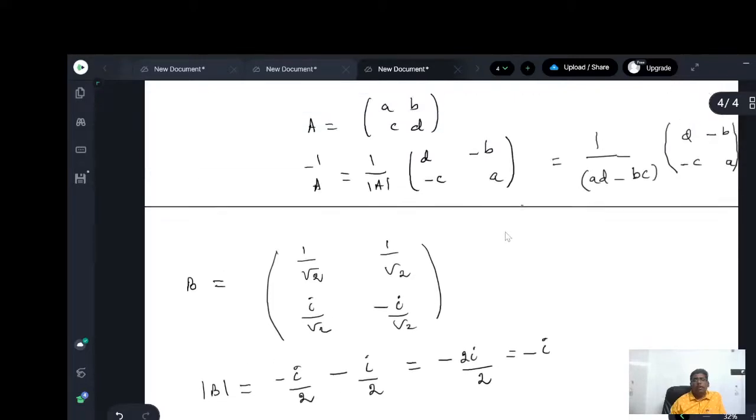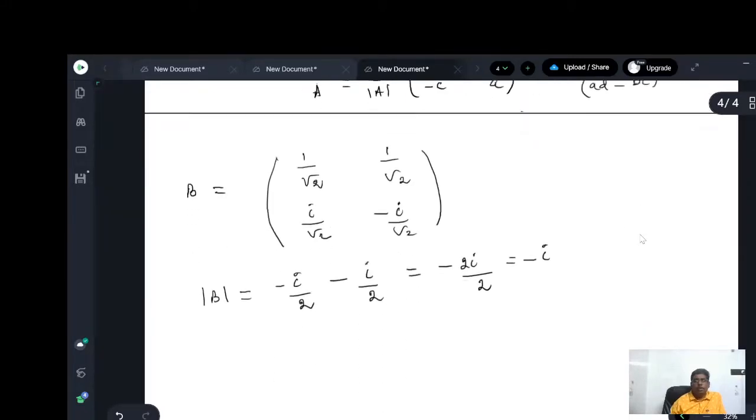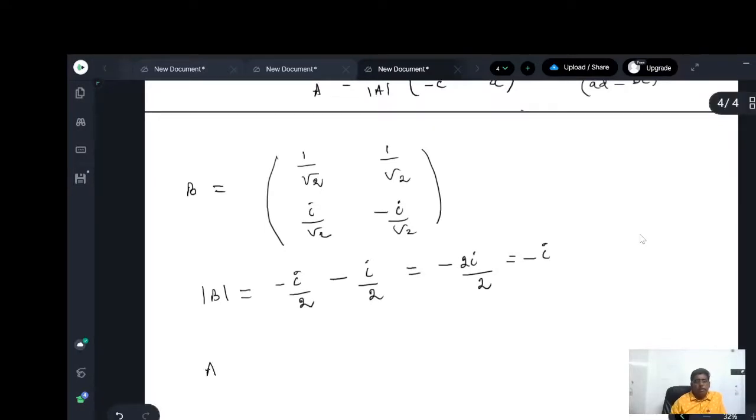This is modulus of B, and then apply the rule. B inverse is equal to 1 divided by modulus of B. Sorry, here this is B inverse, not A inverse. B inverse equal to 1 divided by modulus of B into, just change the elements: this is minus i by root 2, then this element should come here, 1 by root 2, and the sign of these is also changed.